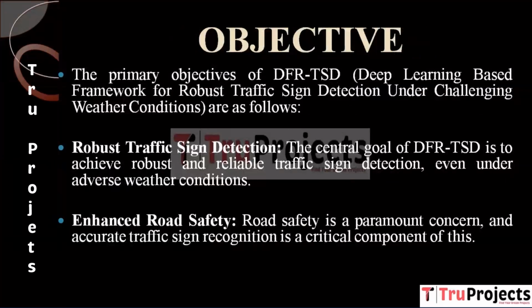So now coming to the objective part for this project, the main purposes of DFR-TSD are as follows. Sturdy traffic sign detection. The core objective of DFR-TSD is to attain resilient and dependable traffic sign detection even in unfavorable weather conditions. Secondly, we have improved road safety. Ensuring road safety is a top priority, and precise recognition of traffic signs is a crucial element in achieving these goals.